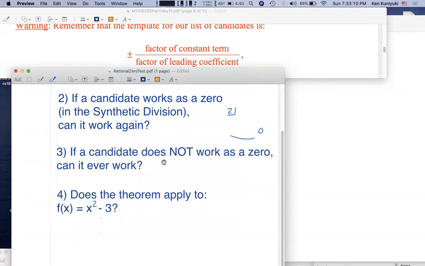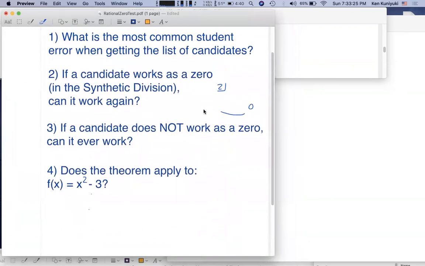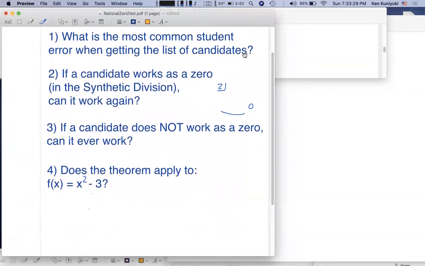Third, if a candidate does not work as a 0, can it ever work down the line for one of these quotients down here? Number 4, does the theorem apply to f of x, where f of x is x squared minus 3? So consider these 4 questions regarding the rational zero test, or rational roots theorem. I'll give you a minute.